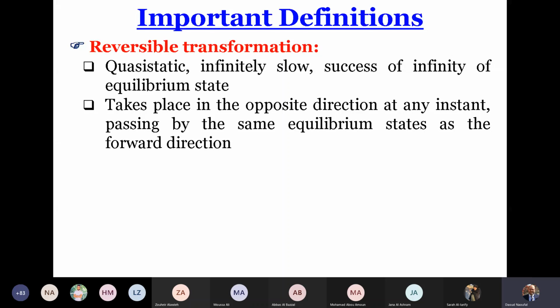This is an incorrect concept. Why? In grade 12, the reactions take place in two directions, but the conditions in direction 1 are different from the conditions in direction 2. So this reaction takes place in two directions at any instant, but we don't have the same equilibrium state in direction 1 and direction 2. So all examples studied in grade 12 are not reversible.